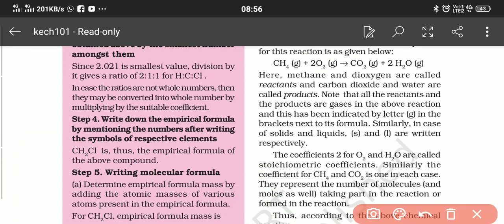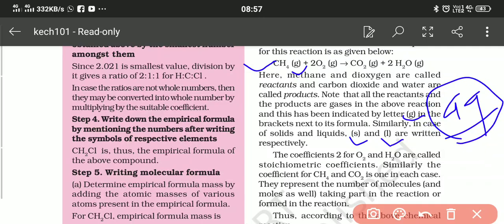In a chemical reaction, small g, small s and small l are used to describe the state of reactants and products. Here in the above reaction all are in gaseous form, that's why we use small g. If it is liquid then we use small l, if it is solid then we use s, and if it is in solution state, meaning the components are made soluble in water, then we use aq.